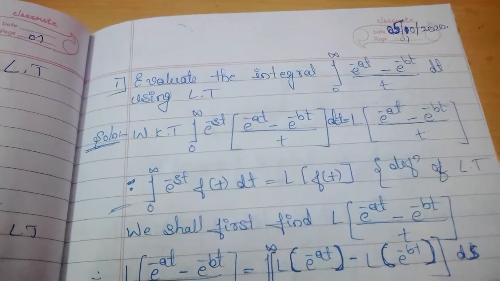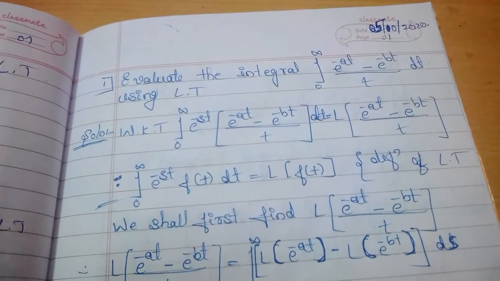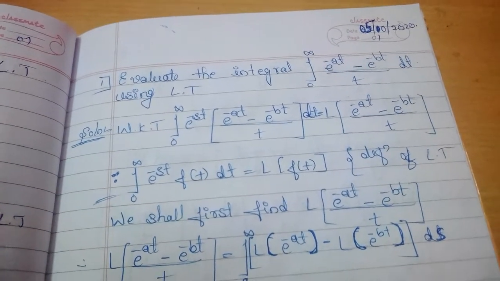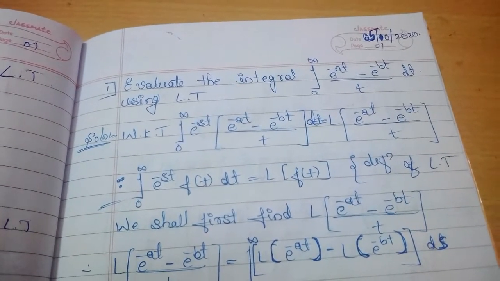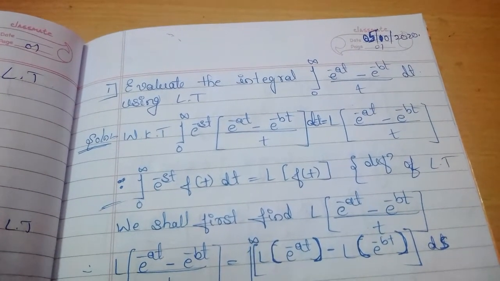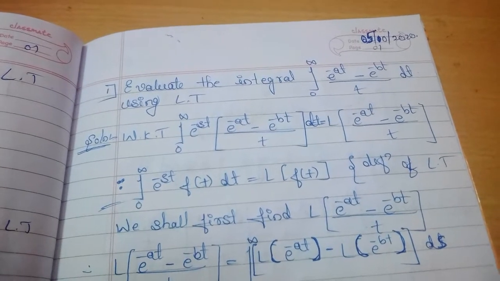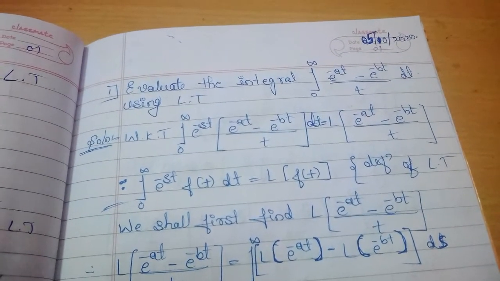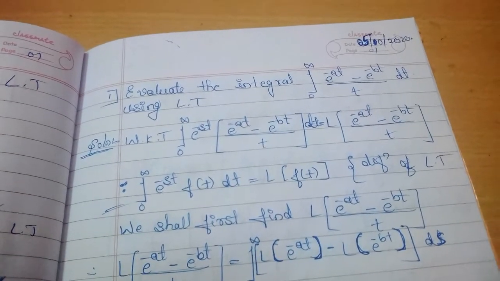Hello everyone. Today we will solve some more examples based on the third property using the definition of Laplace transform. You know that the definition of Laplace transform is the integration from 0 to infinity of e raised to minus st f of t dt, which is equal to the Laplace transform of f of t.